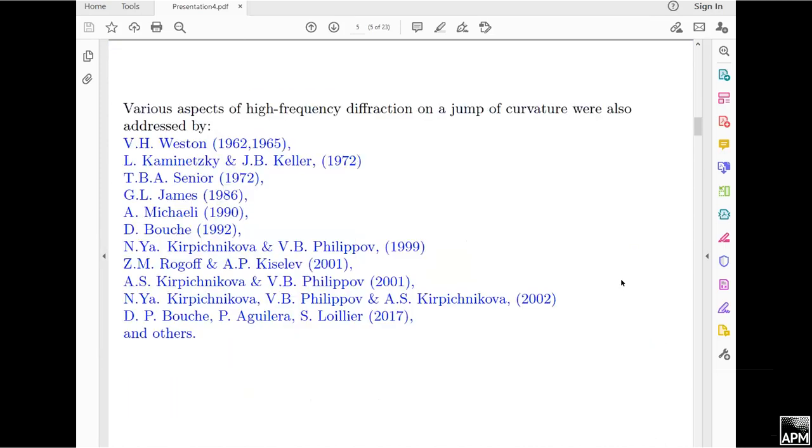A lot of people addressed various aspects of diffraction by high frequency waves. Everything is high frequency. Tangent and non-tangent incidence, a lot of people, but everything there was based on heuristic assumptions.